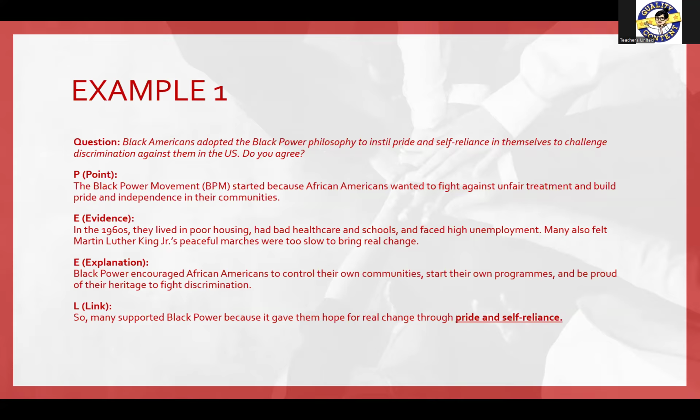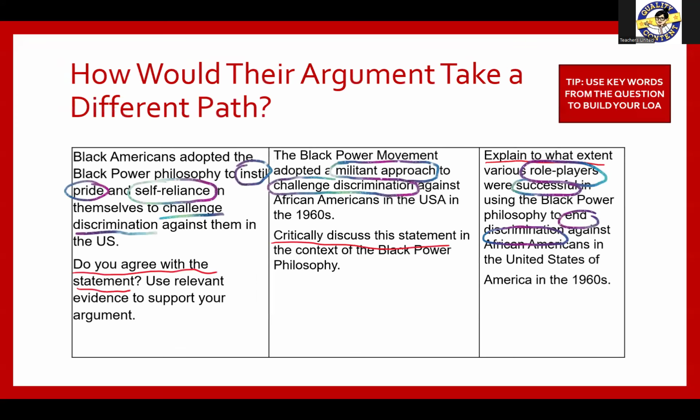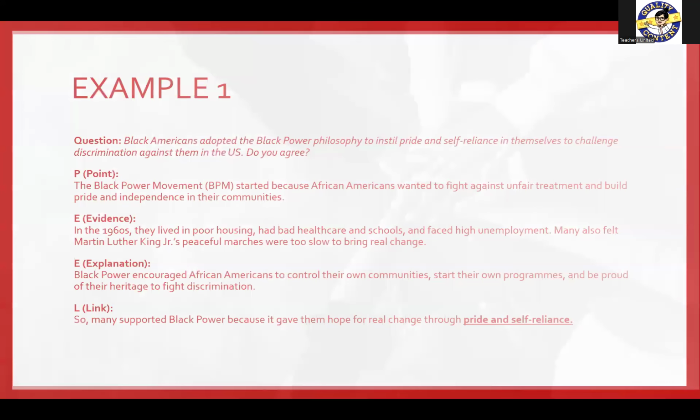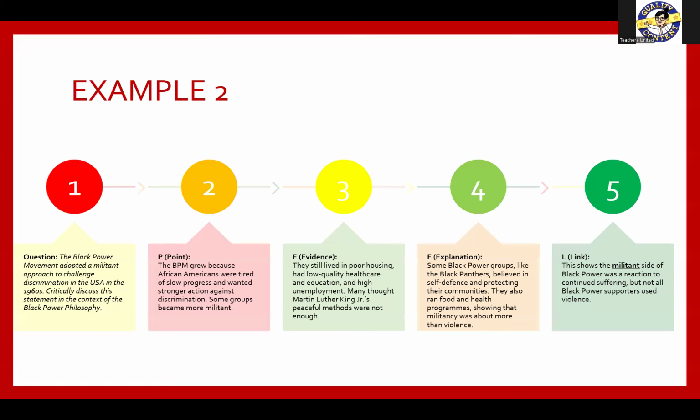They're going to explain that evidence. Black Power encouraged African Americans to control their own communities, start their own programs, and be proud of their heritage to fight discrimination. And now your link is what is your line of argument here. You'll see I've underlined the keywords from the question. So let me just go back here to the question. You see pride, you see self-reliance. Black Americans adopted the Black Power philosophy to instill pride and self-reliance. And then I go here. And then you look at the link, it says, so many supported Black Power because it gave them hope for real change through pride and self-reliance. So this one then directly answers what the question is asking me. This is example 2.